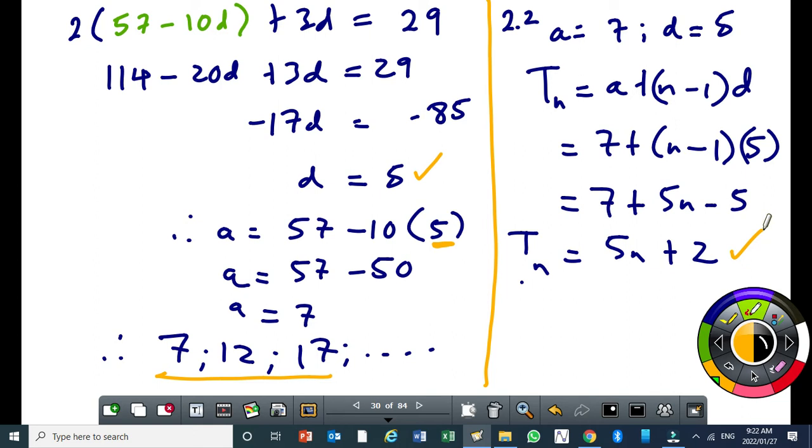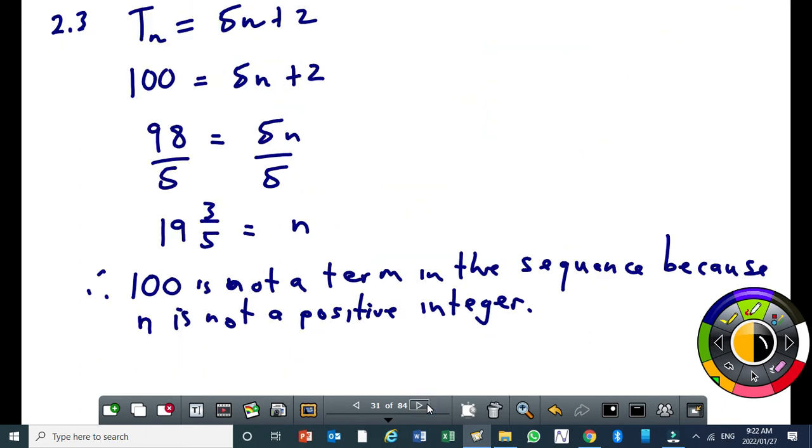Is there anybody else with a question? Let's put on the question, then let's move on. The next question, you're supposed to determine whether 100 is part of the sequence. Is 100 part of the sequence? Do we have a term which has a value of 100 in the sequence? Right? Now, it's more like you are trying to prove whether 100 is in the sequence or not, so you have to do some working out.